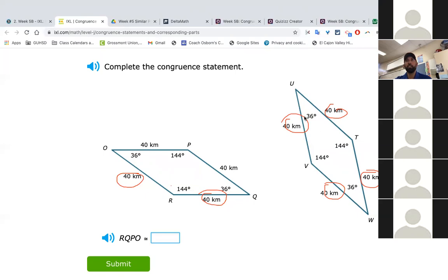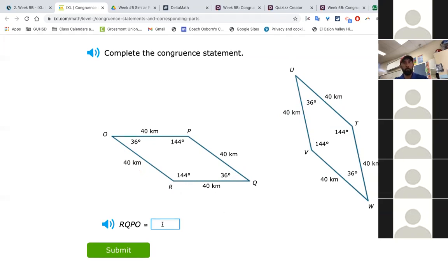All right, well, maybe I'll look at the other angles. Let me choose a different color. Okay, well, it's between 40 and 40. So R is between 40 and 40. And the next angle over is 36 and 36. So do I choose T or V? Well, let's just go ahead and start with one. We'll say V.